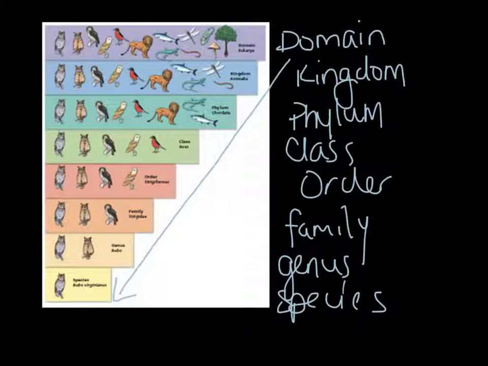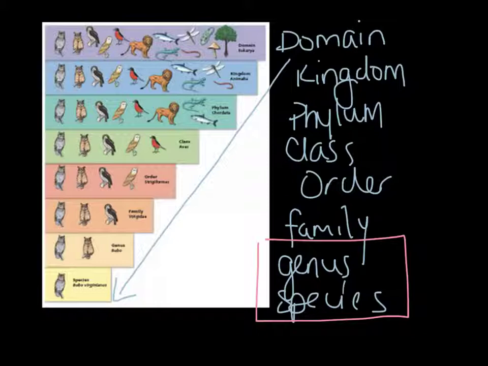Yeah, the genus and species. That's why when you look on the left-hand side of your notes and it says binomial nomenclature, it says genus and species under it. Because it's using those bottom two levels, the most specific levels, right? So we don't name humans based on the domain. That'd be Eukarya.